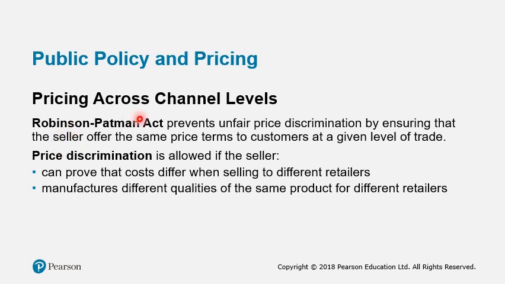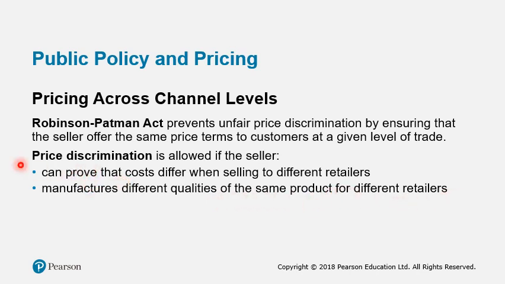And then in the US, they have the Robinson-Patman Act, which prevents unfair price discrimination by ensuring that the seller offers the same price terms to customers at a given level of trade. So there are many fair trade acts that are being implemented. And in our country, we have KPDN and HEP that will monitor this kind of unfair price discrimination. Price discrimination is allowed if the seller can prove that costs differ when selling to different retailers, or the manufacturer makes different qualities of the same product for different retailers.